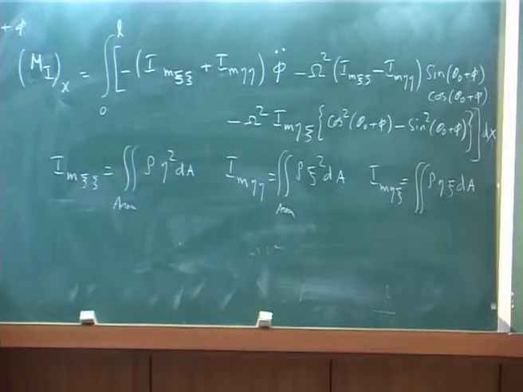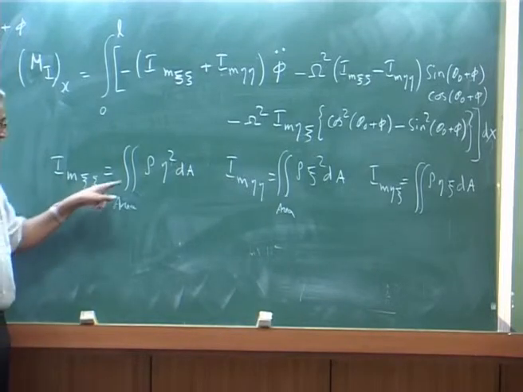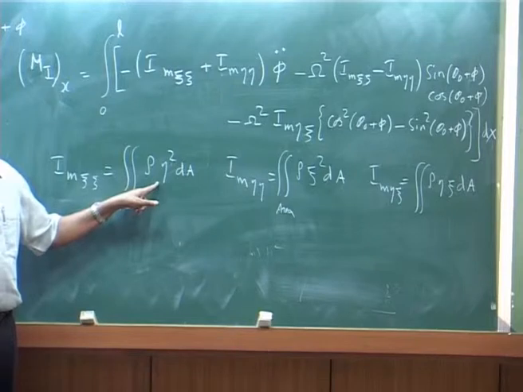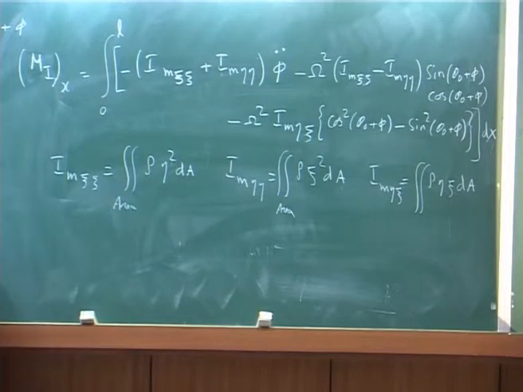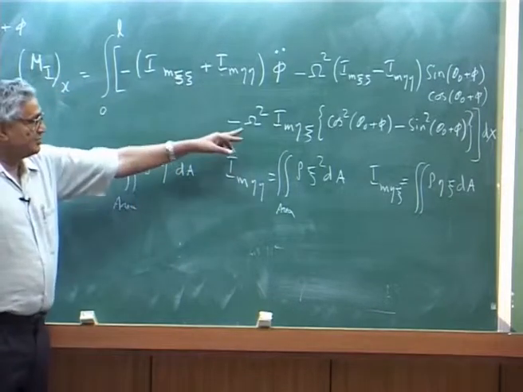Okay, these are the cross products. Now you see, this psi is eta square. Please understand, this is like your area inertia. This is now mass moment of inertia per unit length. That's all.